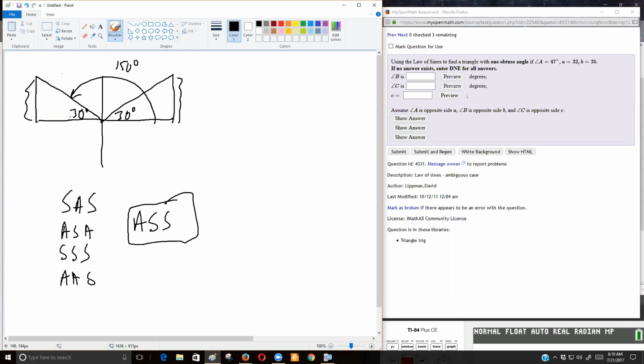But see, the reason is, let's look at this triangle here. Let me draw this out. Angle A is 47 degrees, and side A is 32. Remember, the side goes across from the angle. And then side B is 35. We'll just make it be side B. So here's angle B, and I want to find that.